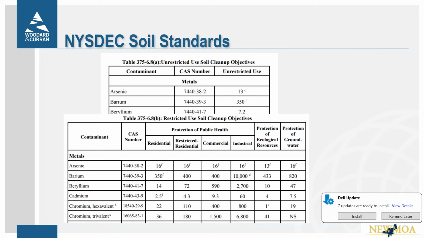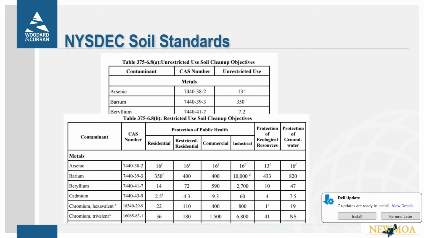So you can see arsenic doesn't change across the board. So not in all cases, going from one to the next, did those input assumptions change? And even varying, you can see from restricted residential to commercial, there was no net change because they didn't change those input parameters in the equation.